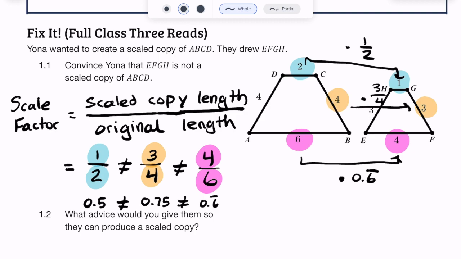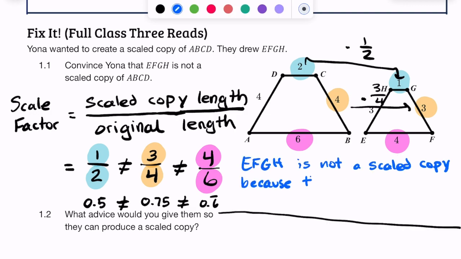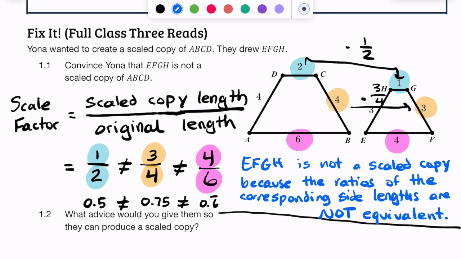So now I'm going to write that down because it does say we're supposed to convince Yona that they're not a scaled copy, so we have to write a sentence to do that. Okay, and you could write something like that. EFGH is not a scaled copy because the ratios of the corresponding side lengths, again, corresponding means matching up, like the same parts, are not equivalent. So these don't equal each other.